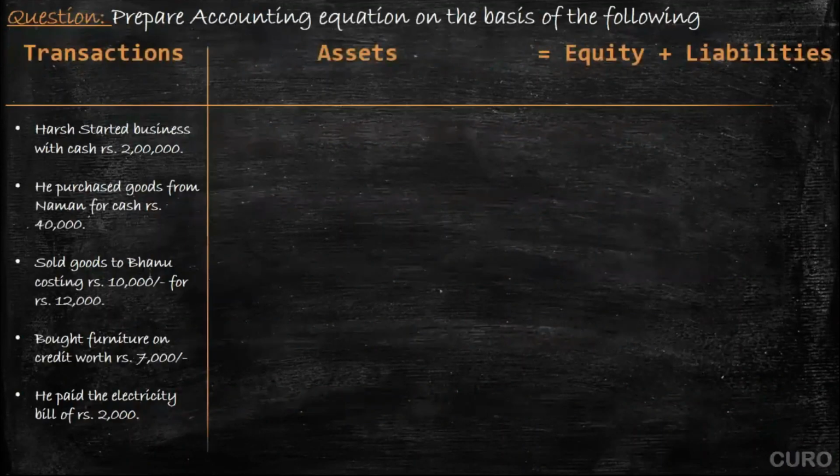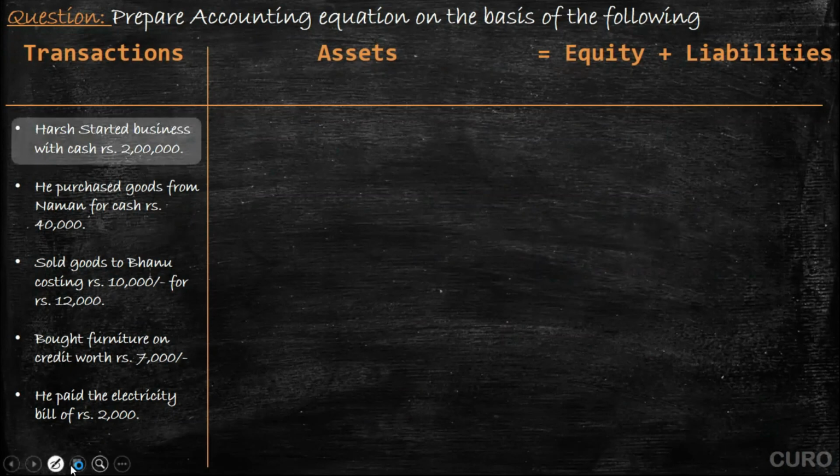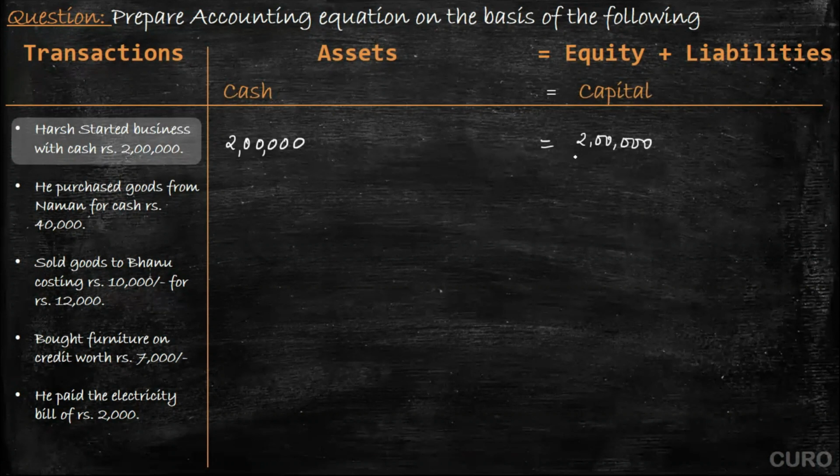Starting with the first transaction, that is Harsh started business with cash rupees 2 lakh, which means Harsh invested rupees 2 lakh to start that business. Here an asset is created in form of cash and the source from where this cash comes in business is the Harsh, the owner himself. If you remember, I told you in the last video that the money invested by the owner is termed as equity or capital. Now, as the effect to this transaction, assets and liabilities both the sides are increased by 2 lakh rupees in form of cash in asset side and capital in liability side.